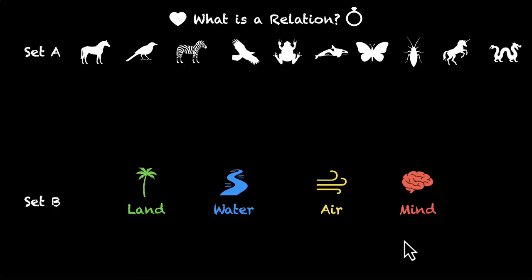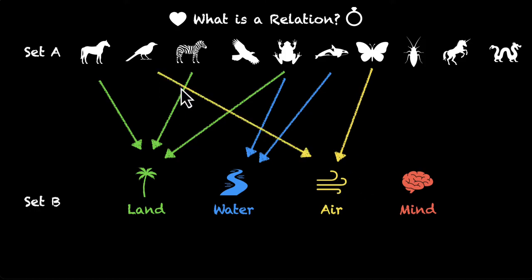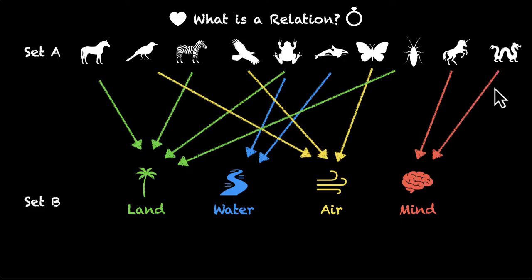And now let's relate set A to set B. We can do this by saying that the horse lives on land. Zebra also lives on land. Frog lives on land and water. Fishes are in water. Butterfly, air. Another bird, air. Another bird, air. Cockroaches also land. A unicorn and dragon, okay, they don't live anywhere because they're not real. So they live in our minds. Why not? Okay, so what do we have here?